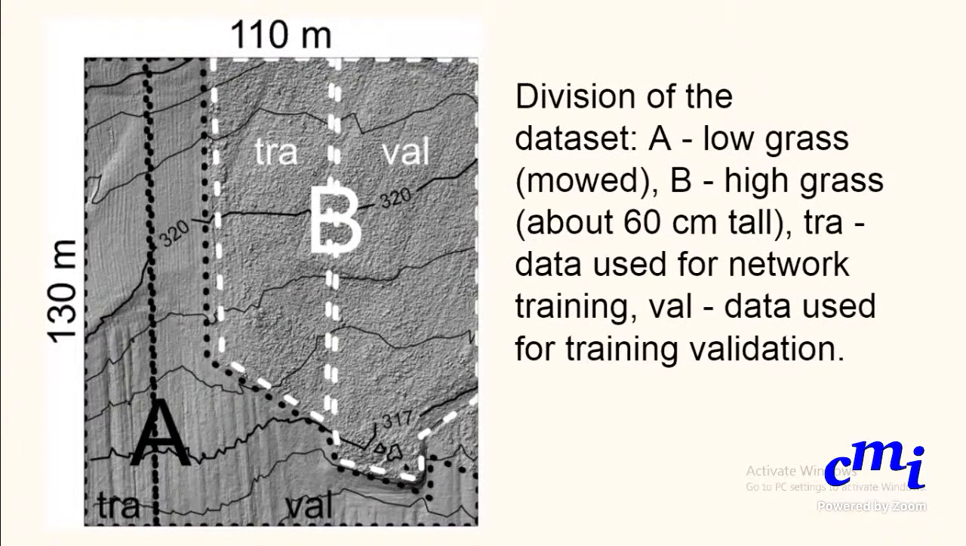This is what the sample image looks like. We have a black and white image, and the division of the dataset is done as parts A and B, where A is the low grass or mowed area, and B is the high grass area, which is grass about 60 centimeters tall. You can see in the photo we have train and validation data. Train is used for training, while validation was used for training validation.